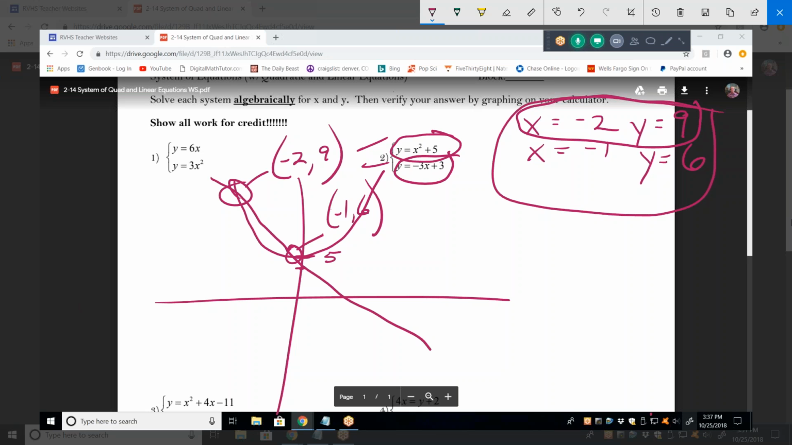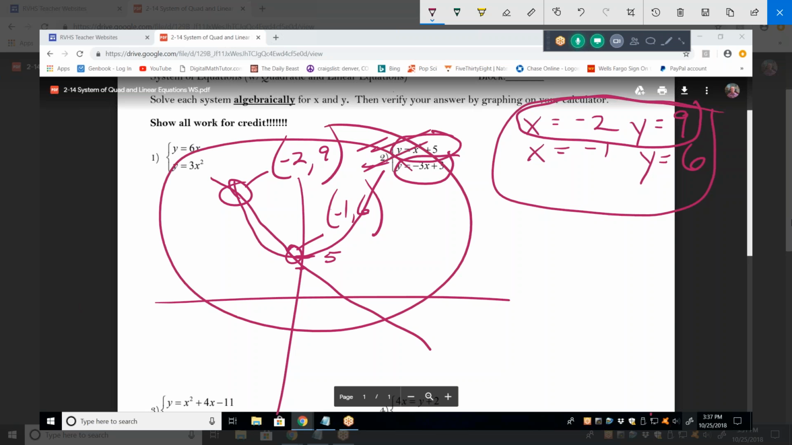So just put in this function as function 1, put in that function as another function, and you'll get something that looks like that. Put your cursor over the intersection point and you should get your solution. The first one you're going to see is x equals minus 1, y equals 6. The second one you're going to see is x equals minus 2, y equals 9.